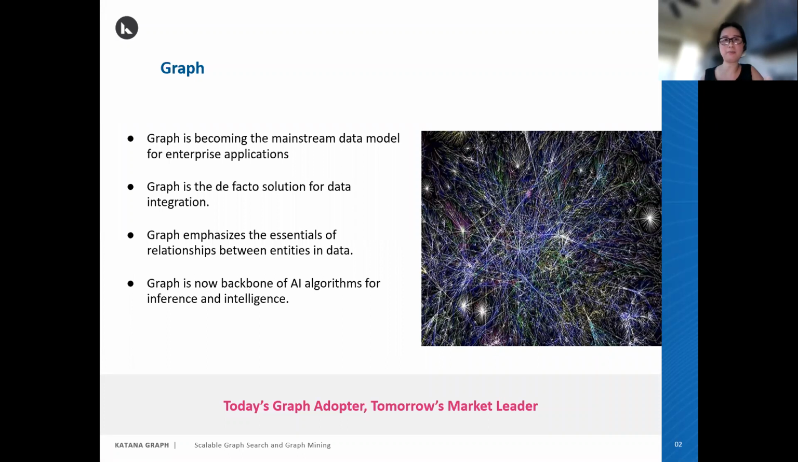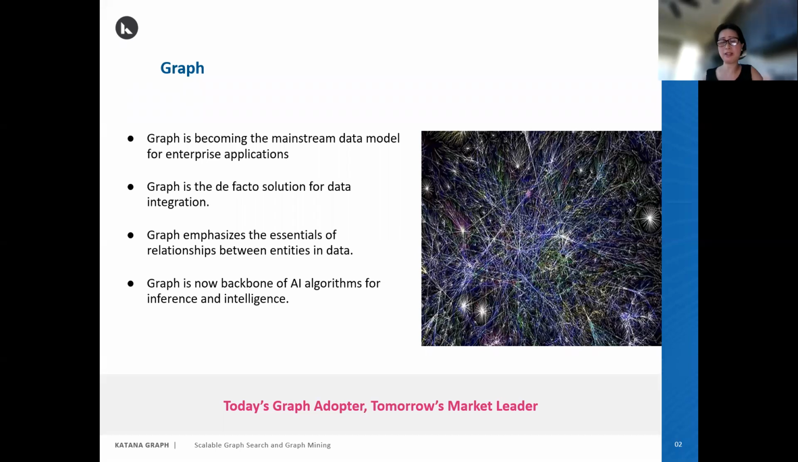We all know graph is becoming the mainstream data model for enterprise applications. Enterprises are facing the challenge of data integration, and graph has evolved as the de facto solution because it can provide an effective and relatively simple solution by integrating data, connecting nodes by adding edges. Graph is the formal model that emphasizes the connection between data, the edges between nodes.